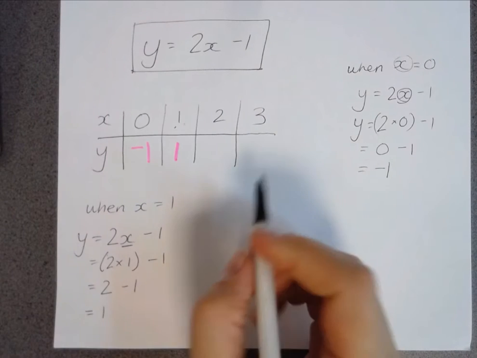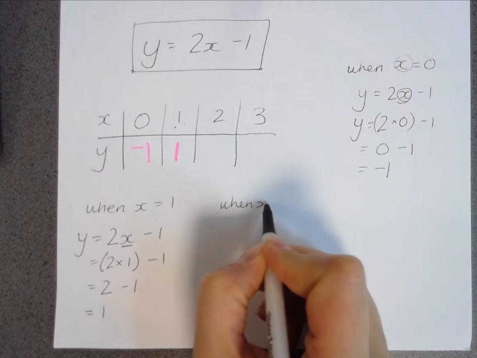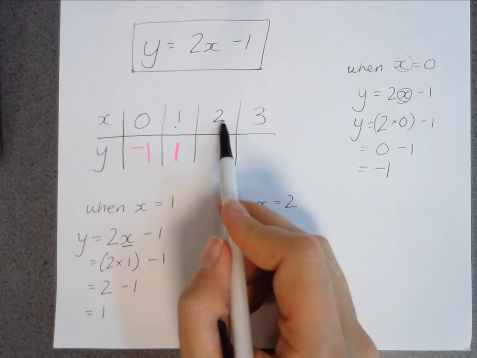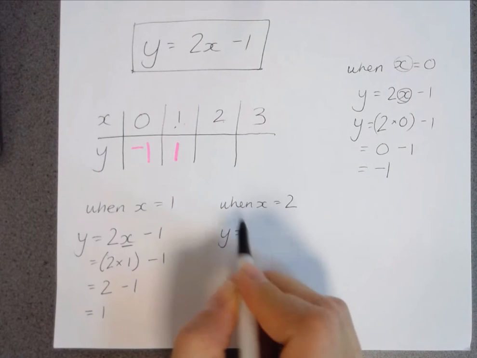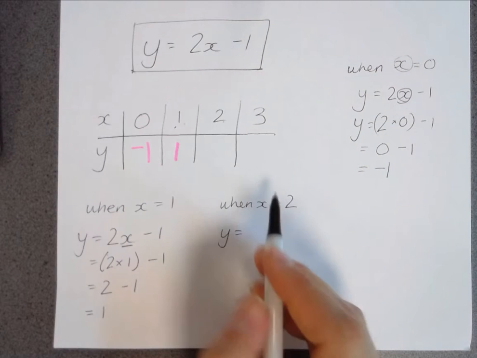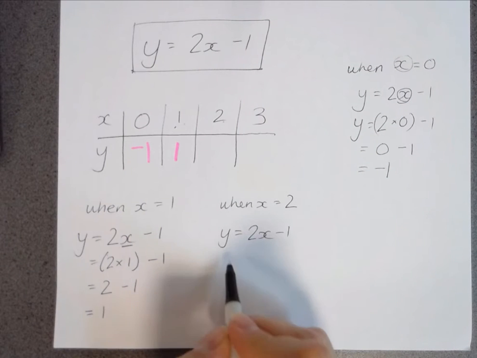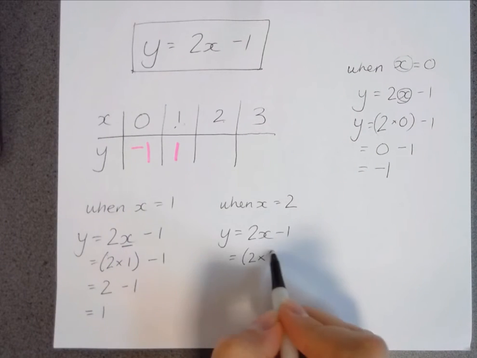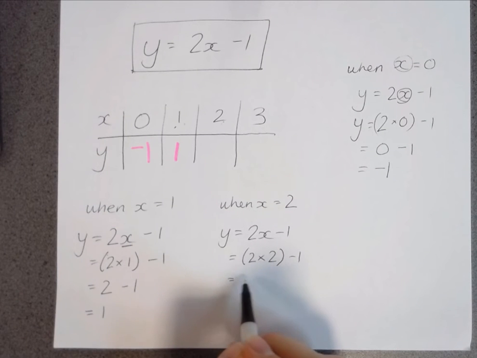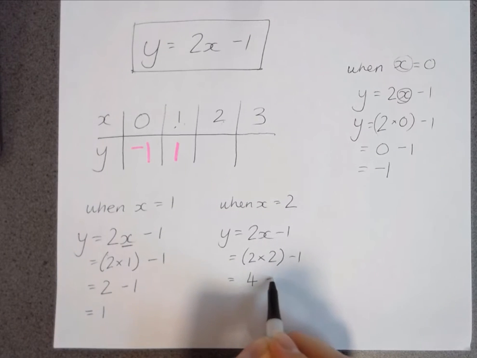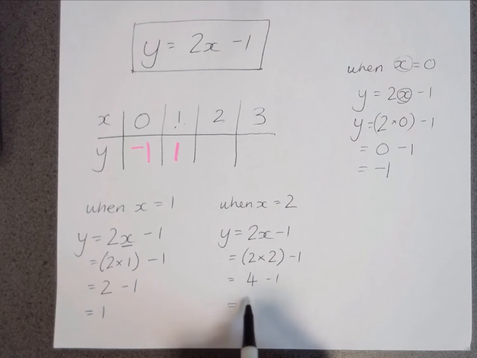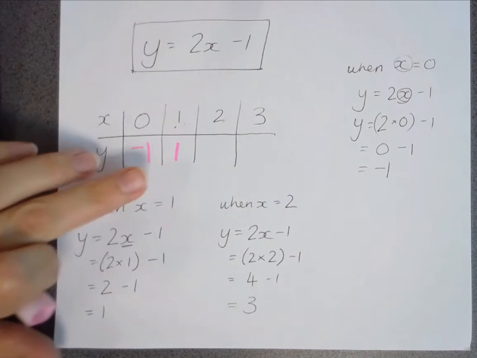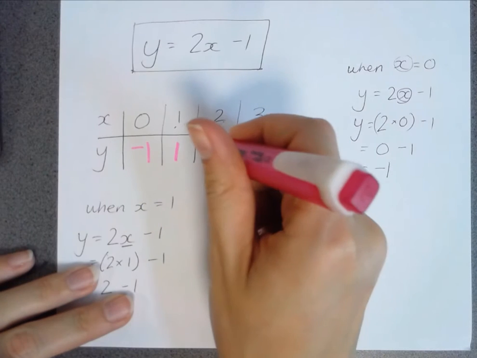Let's do that again. When x equals 2, y is going to equal, same thing, 2x minus 1, which equals this time 2 times 2 minus 1. 2 times 2 is 4, minus 1. 4 minus 1 is 3. So when x is 2, y is 3.